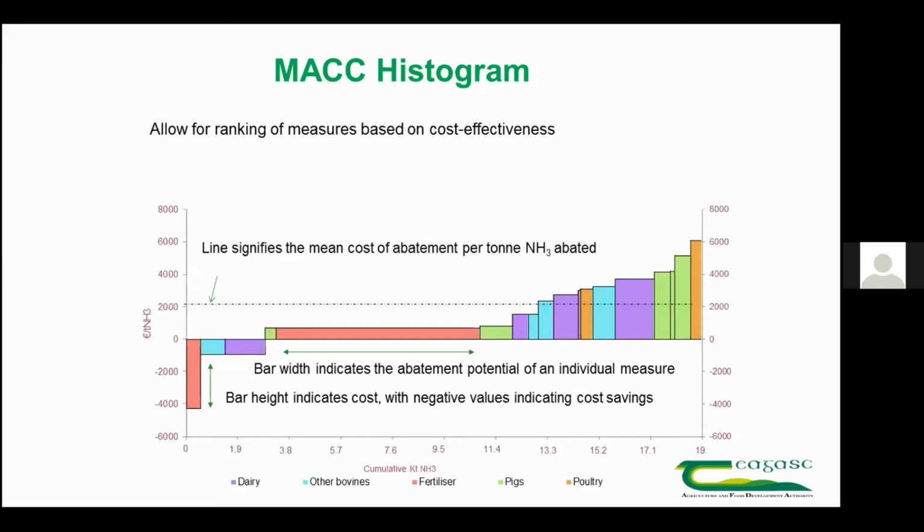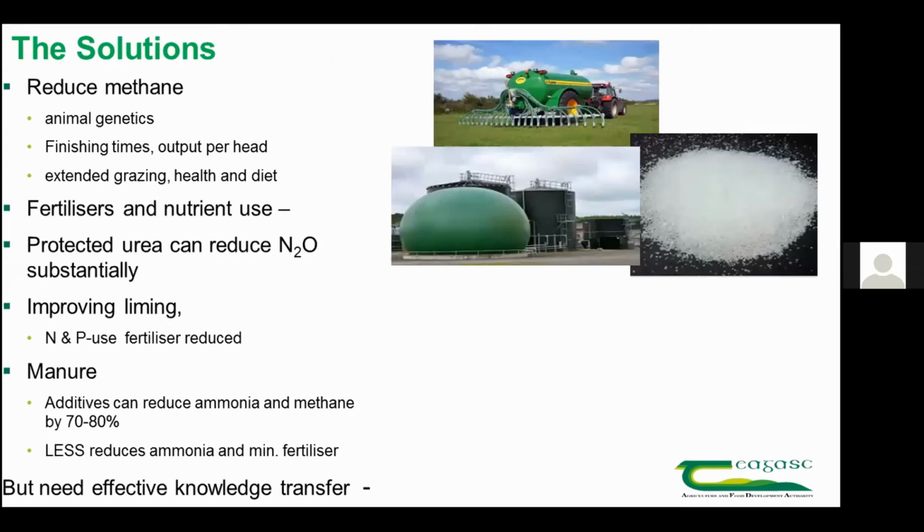Okay, and then the hatched line across signifies the mean cost of abatement on a ton of greenhouse gas abated or ton of ammonia abated. Okay, so that's a quick explanation as to the actual graphs. So if we look at the solutions that we looked at, first of all, our strategy was to reduce methane by efficiency measures. That was utilize measures that would reduce the carbon footprint of a litre of milk or a kilo of beef.